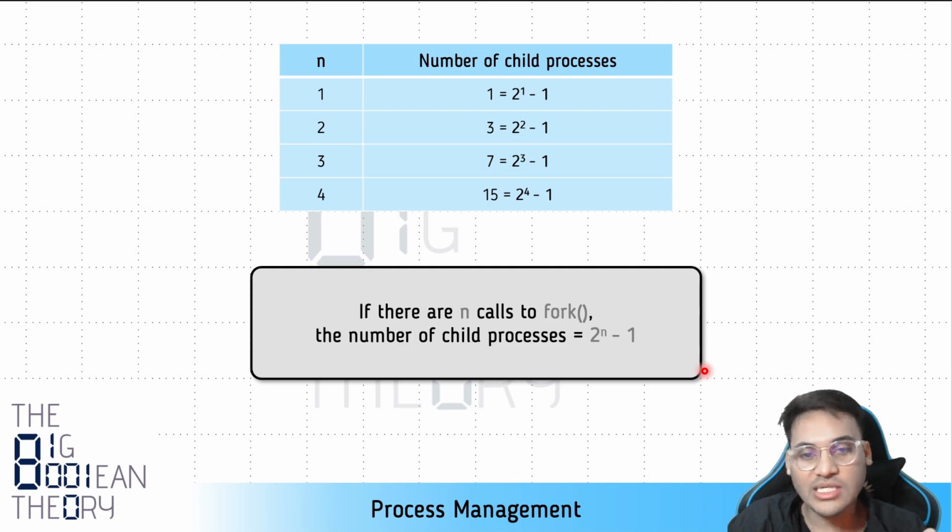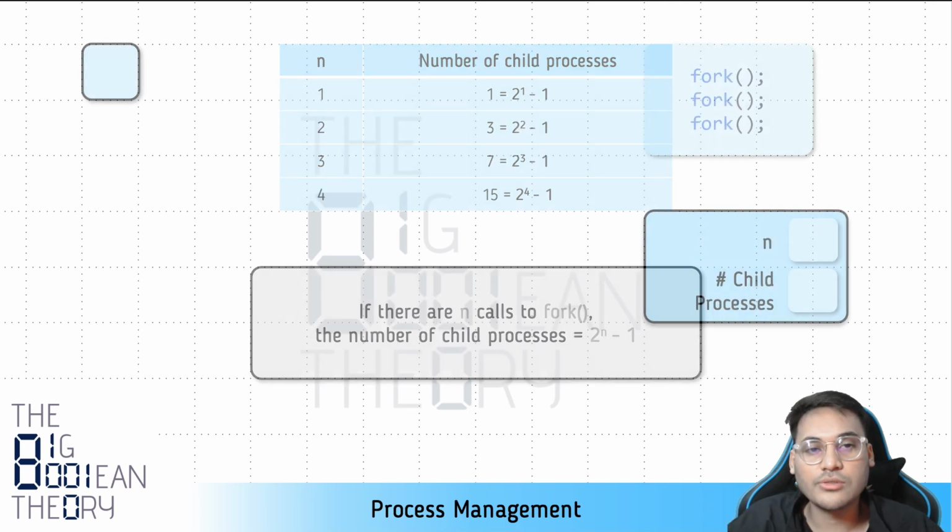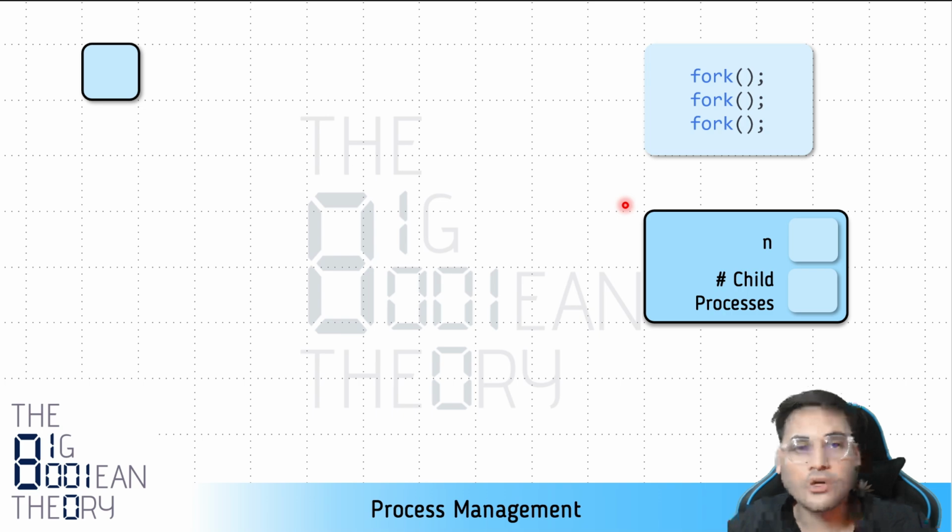If you write a piece of code that has n fork statements, and in this question we have 3 fork statements, but n could be any number, then the number of child processes, or the number of times the fork system call will be invoked, is equal to 2 raised to the power n minus 1. If the value of n is 3, then the answer is 7, right? We can also execute this piece of code and arrive at this number, 7. This is the simple code snippet which has 3 fork statements.